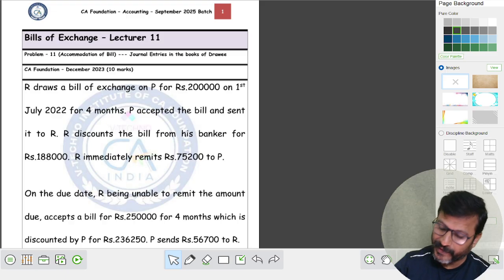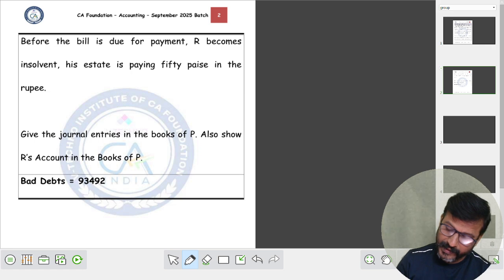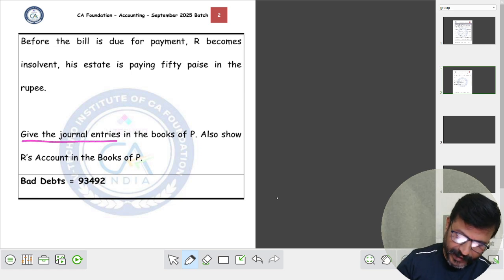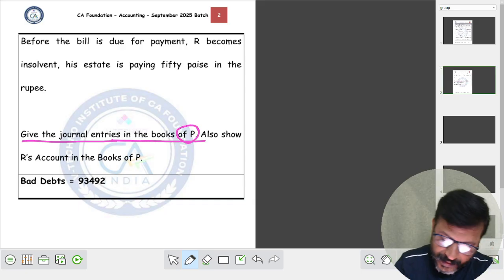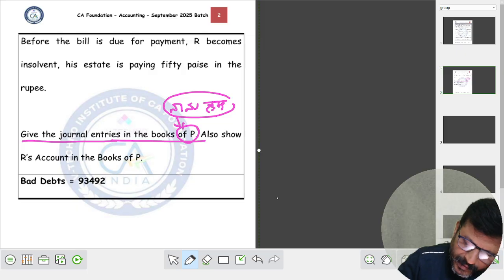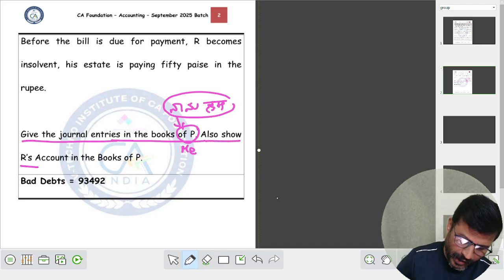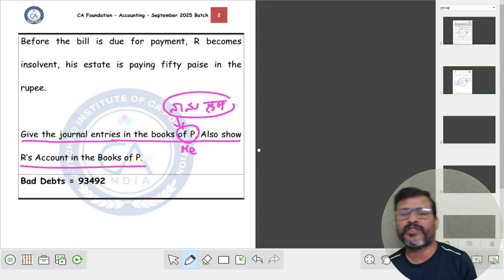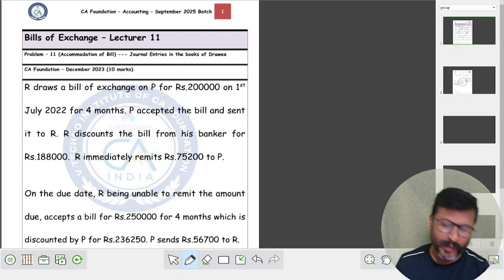See, in this particular problem what actually the things are given. Give the journal entries in the books of P. In whose book you have to pass the entry? In the books of P. P is me, I. Also show R's account in the books of P. We have to prepare the ledger also. Now we have to pass the entries in the books of P. Shall we move on to the problem?